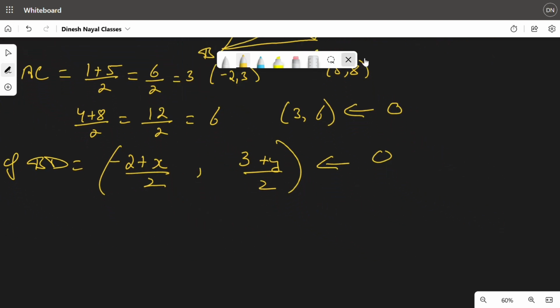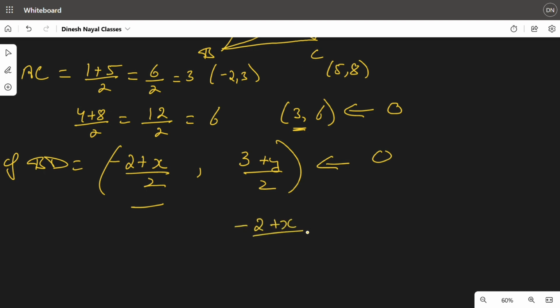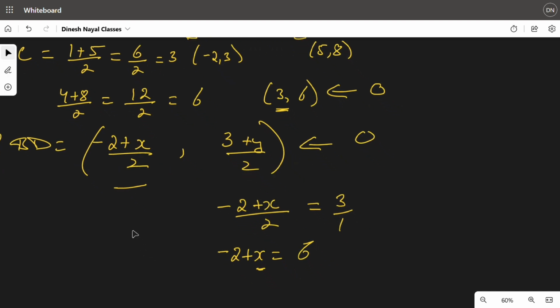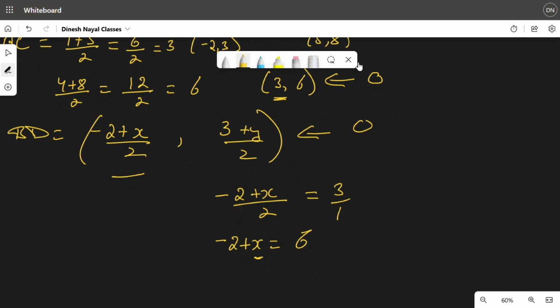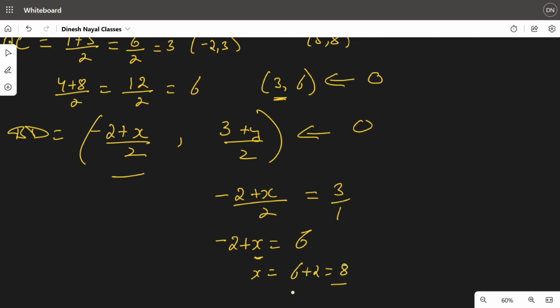So now equating these two, this 3 will be equal to this. So (minus 2 plus x) by 2 equals 3. Solving this by cross multiplication, this is minus 2 plus x equals 2 into 3, which is 6. If you take minus 2 to that side, it will become positive. So x will be 6 plus 2, that equals 8. So x is 8.